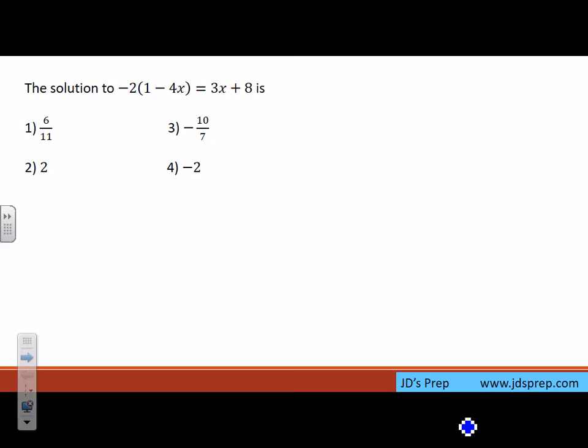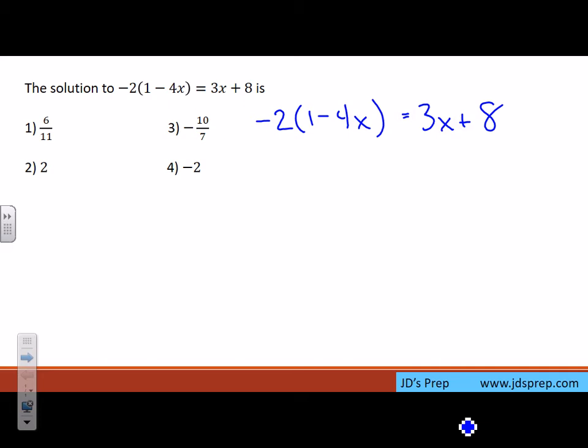In this problem, we want to find the solution to the equation negative 2 times 1 minus 4x equals 3x plus 8. So first, we're going to copy down the problem, making sure that we're paying close attention so that everything is copied over correctly. We have negative 2 times 1 minus 4x equals 3x plus 8.